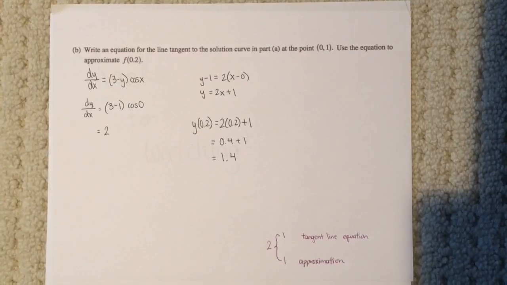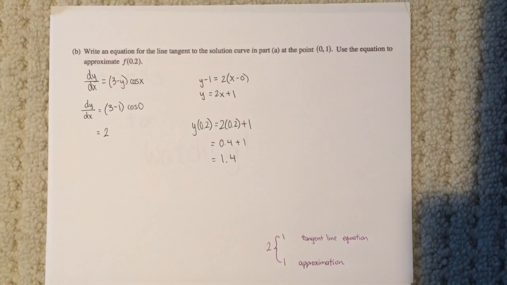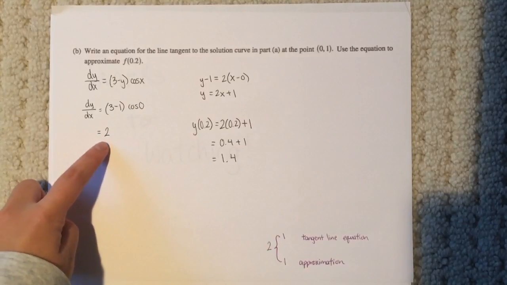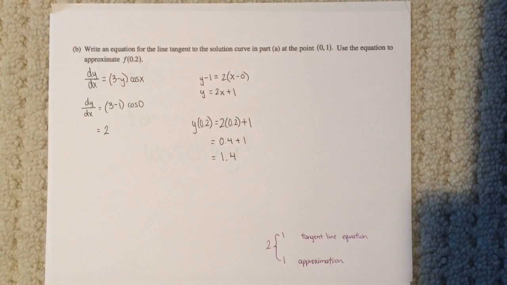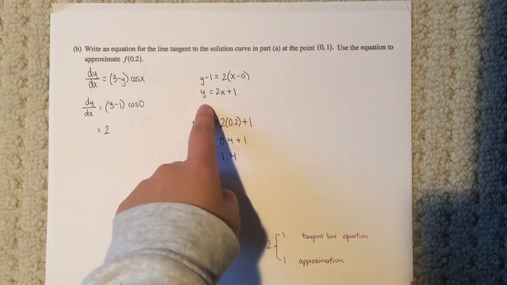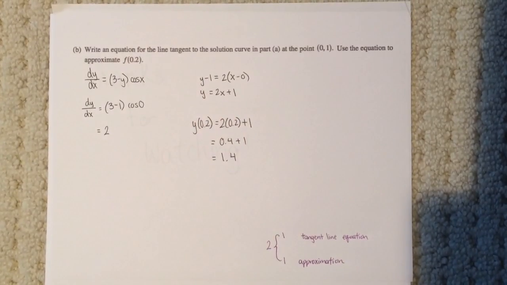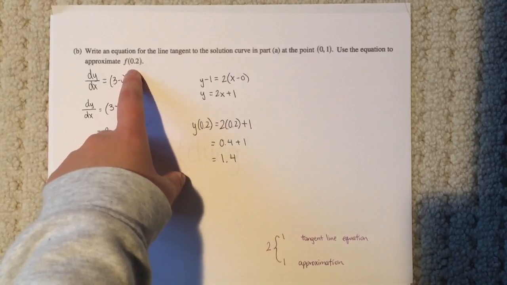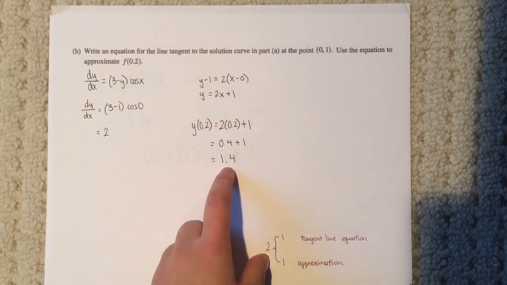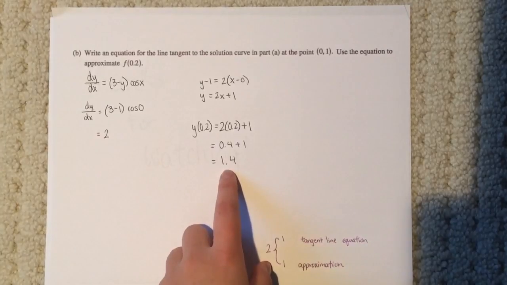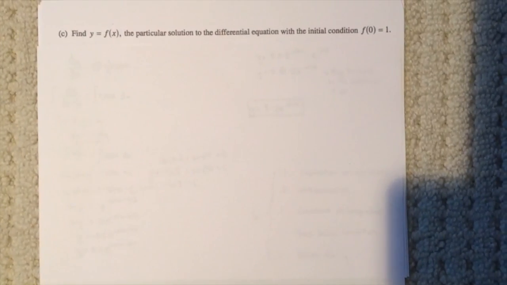Again, the tangent line equation is derived from using the original dy dx equation given in the problem to find the slope, which is 2 here, and the point, which we are given at 0, 1, to find the tangent line equation, which is y equals 2x plus 1. That's 1 point. The second point is then plugging in 0.2 and approximating the y value at x equals 0.2, which here is 1.4.